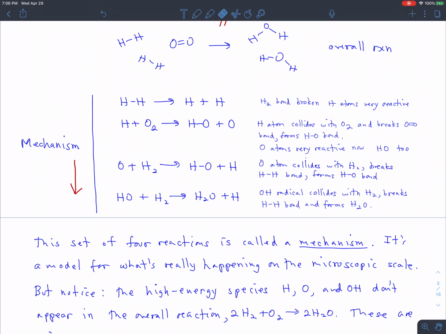In fact, let me write, this is the unofficial mechanism for this reaction. This reaction's been studied a lot, and there are elaborate and experimentally well-founded mechanisms for this reaction, but this is not that. This is just an example really for this class. But let's look at what it says anyway.